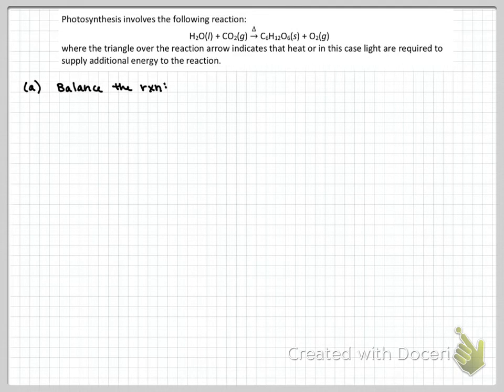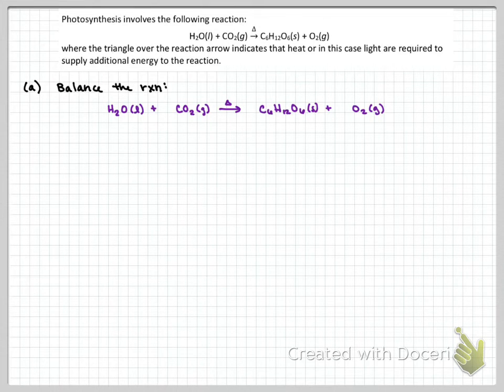Okay, so in this problem from the team challenge from class, we were given the following unbalanced reaction for photosynthesis. Water plus carbon dioxide in the presence of UV light produces sugar and oxygen gas. And the first thing we're asked to do is balance this reaction. So let's rewrite our reaction, leaving ourselves some space to write in coefficients as needed.